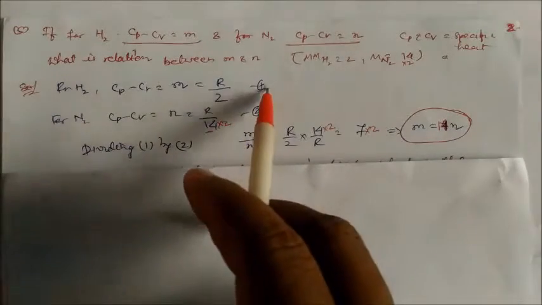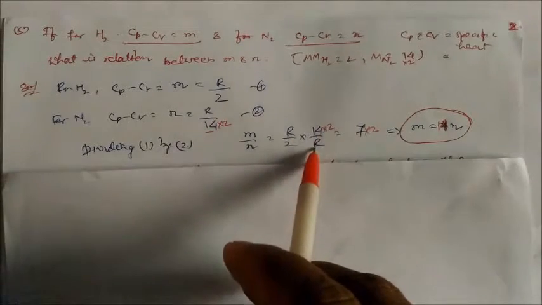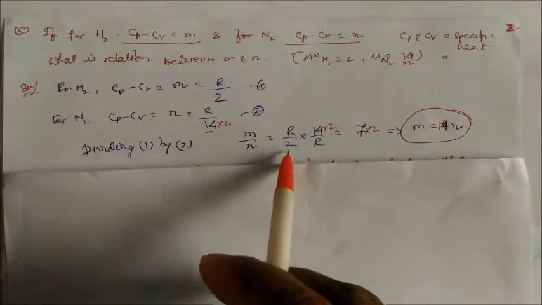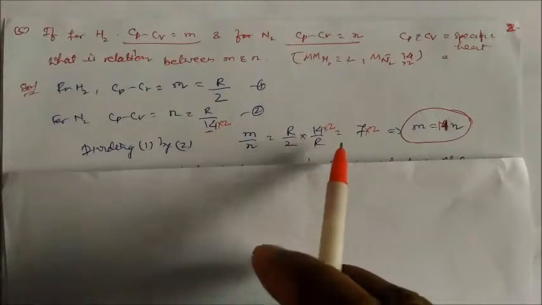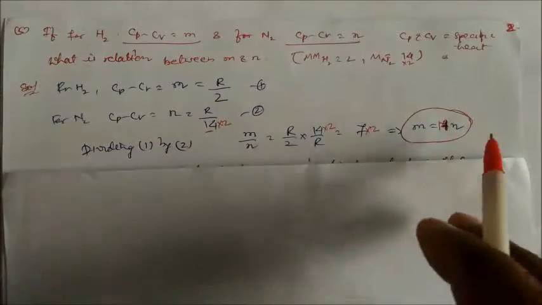So just divide by this. M by N is equal to R by 2 into 28 gram by R. So cancelling, you will get M by N is equal to 14. So M is equal to 14N. This is the ratio of M and N.